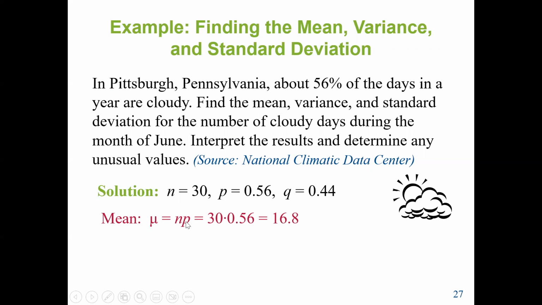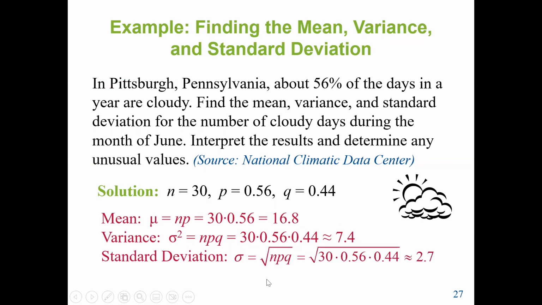So to find the mean, it will be N times P, so that's 16.8. Now to find the variance will be N times P times Q. So if P is 0.56, then Q will be 0.44, because 1 minus 0.56 is 0.44. So that gives us 7.4. And then we can find the standard deviation. It will be the square root of the variance, which is the square root of NPQ, and that will give us the square root of 7.4, which is 2.7.